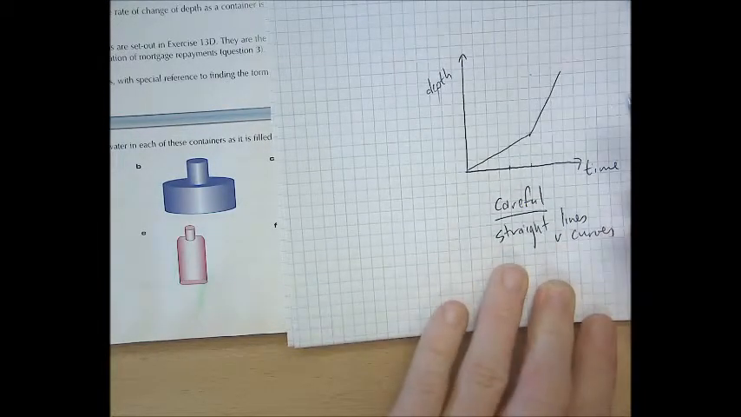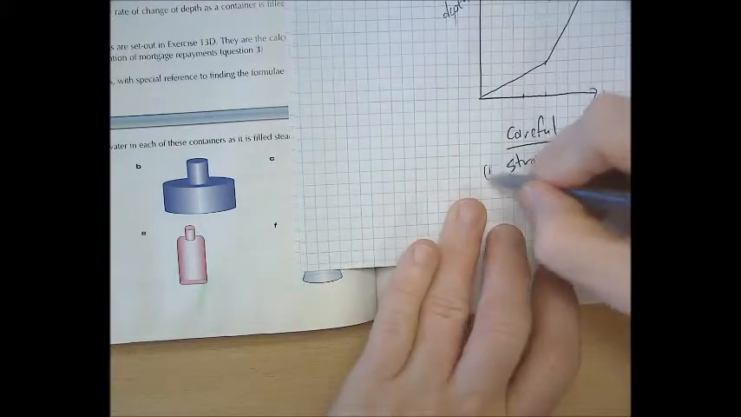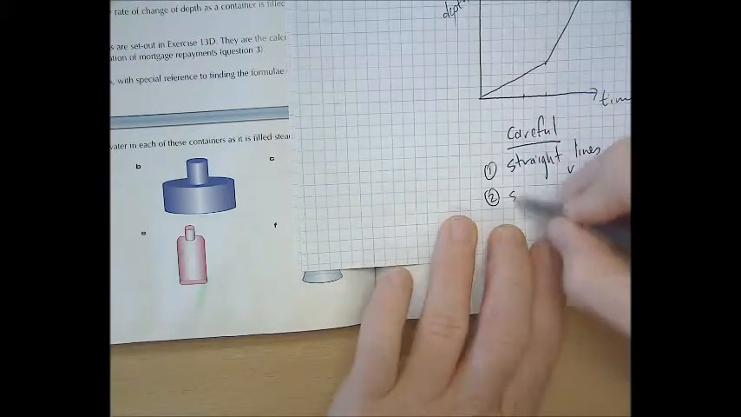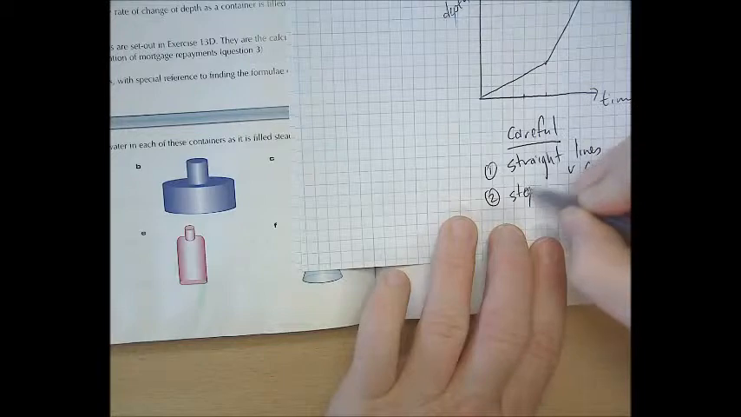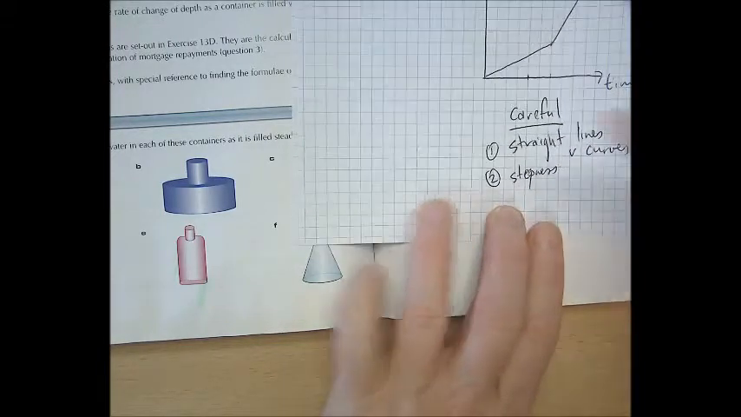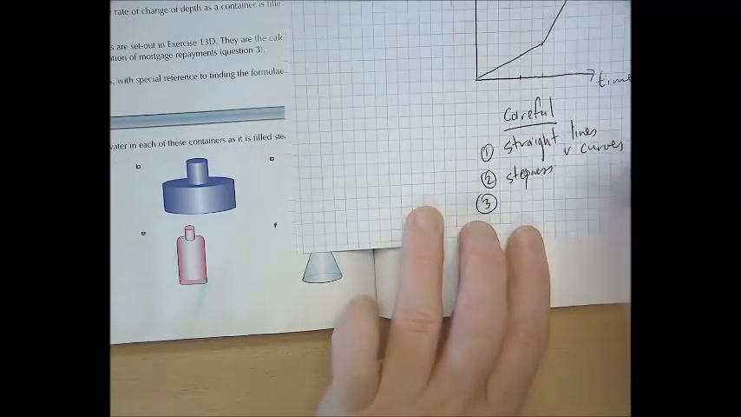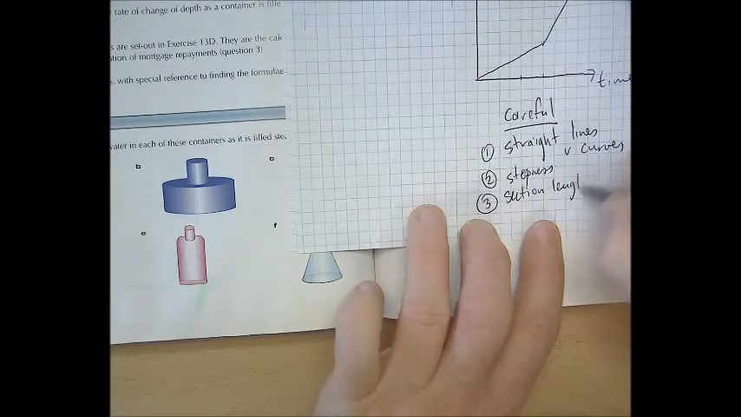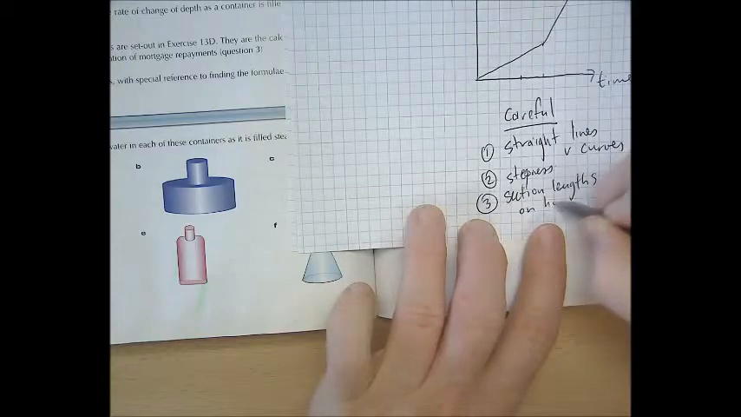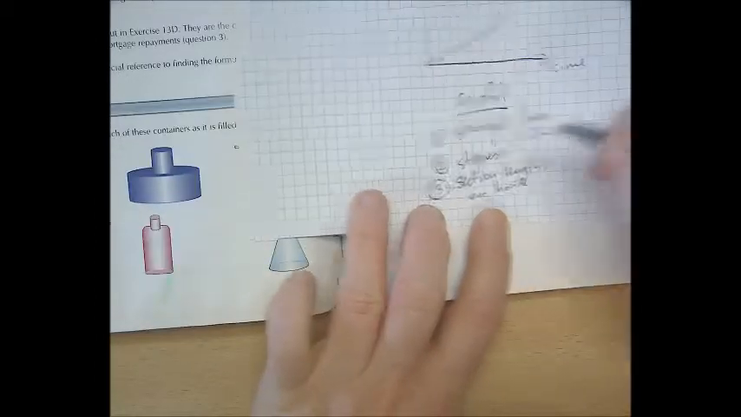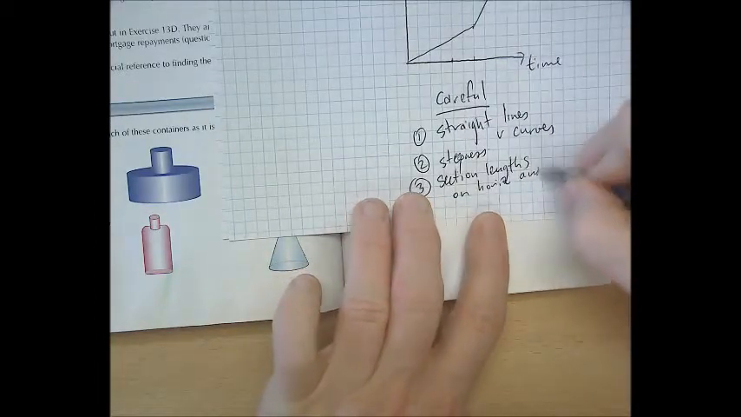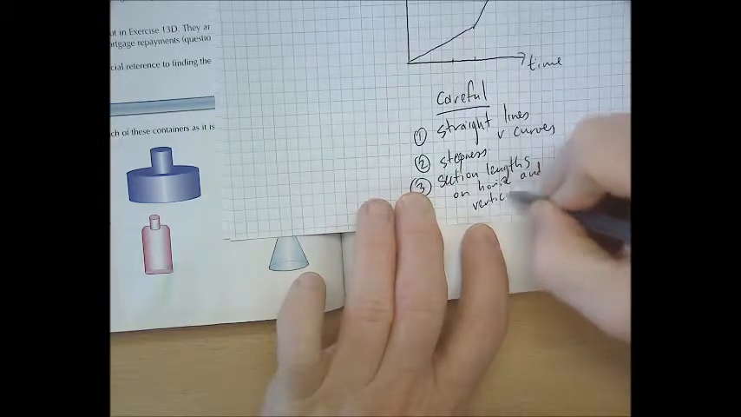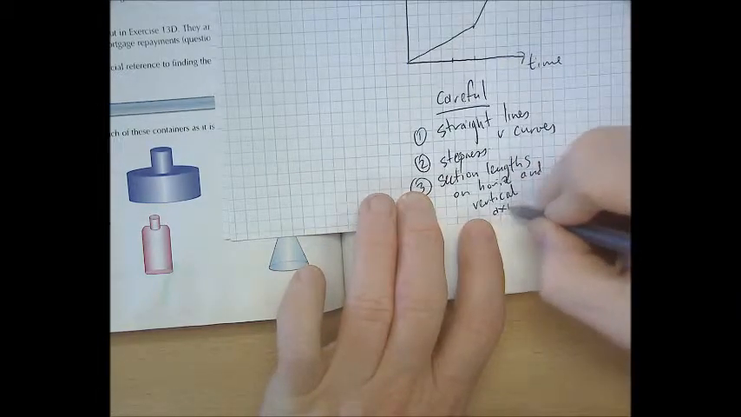Okay? Another thing you need to be careful about is obviously the steepness. We've discussed that. And the third thing is, I'll discuss in a second, section lengths on a horizontal and vertical axis. You've got no idea what that means at the moment. I'll explain it in a second.